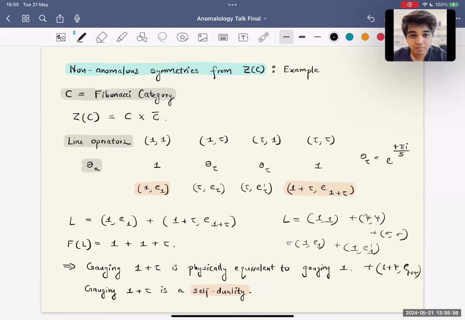The way I'm writing down this is, remember that to go from this to this is just fusing these two, using the fusion rules of Ising. So 1 gives 1, psi gives 1, sigma times sigma gives 1 plus psi. Now if you apply F, you get 1 plus 1 plus 1 plus psi. That is how you know gauging 1 plus psi is a self-duality.